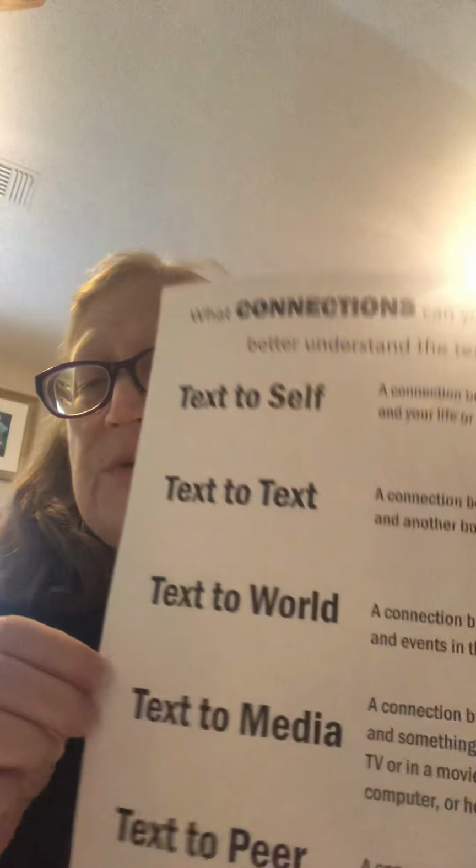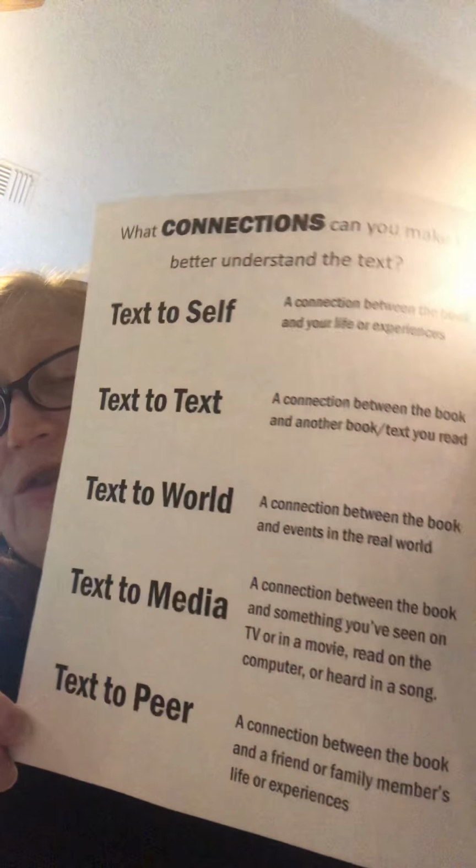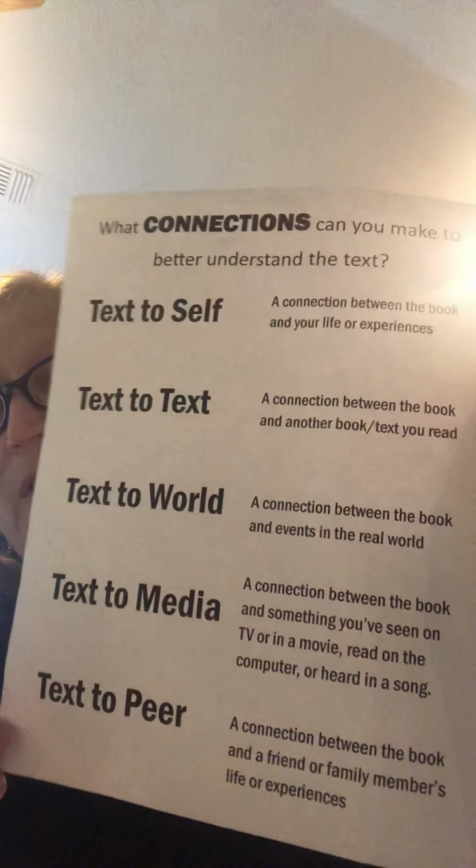Today we're going to learn a strategy called making connections. When we read a story and we're able to make connections to our own lives and experiences, it helps us understand the story better. There are lots of different ways that we can make connections to the story. So here's my anchor chart that shows some of them. And I'm going to explain each of them as we go. And you can look at the anchor chart that you've downloaded.